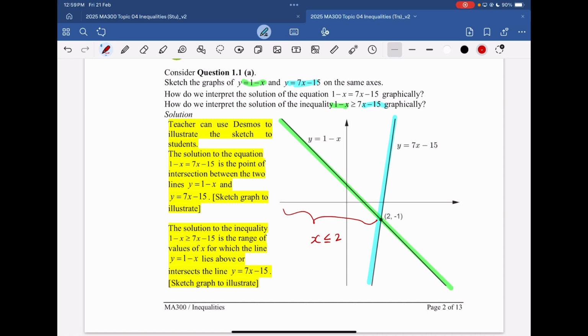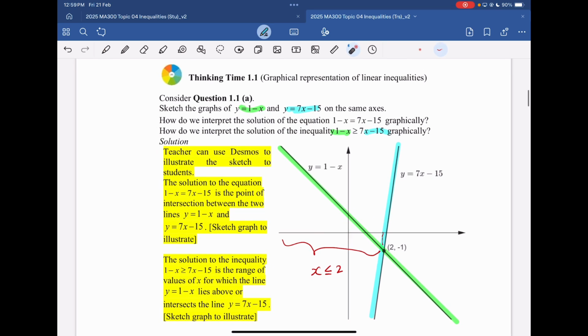Because 2 is here. Can you see 2 is here? When x here is 2, right? This is basically the simultaneous equation, the solution. When x is less than 2, what do you notice? Is green above blue? Can you see green is here? Green has a higher y value. Blue has a lower y value.